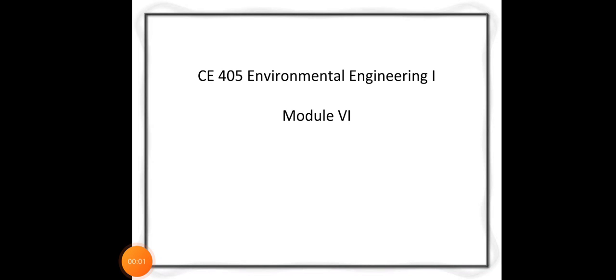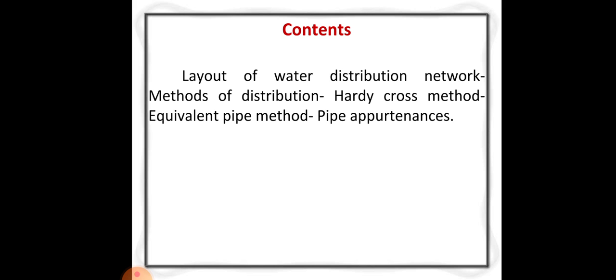Welcome students. Today we move on to the sixth module in the subject CE 405 Environmental Engineering 1. This module mainly deals with the water distribution system in a water supply scheme. So these are the contents that are included in this module: the layout of water distribution system, then the methods of distribution, Hardy-Cross method, equivalent pipe method, and the various pipe appurtenances.